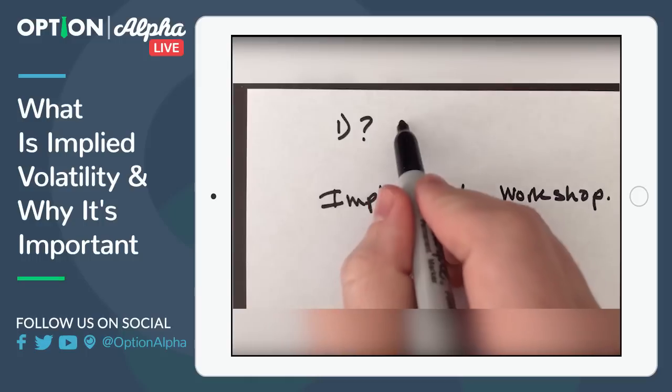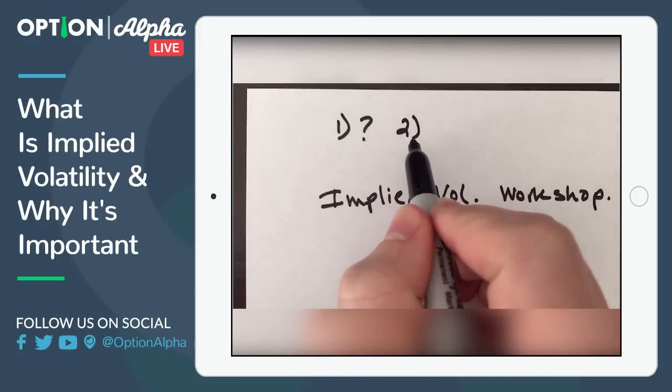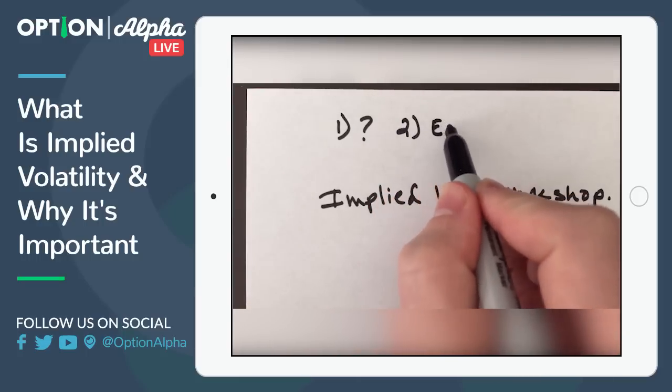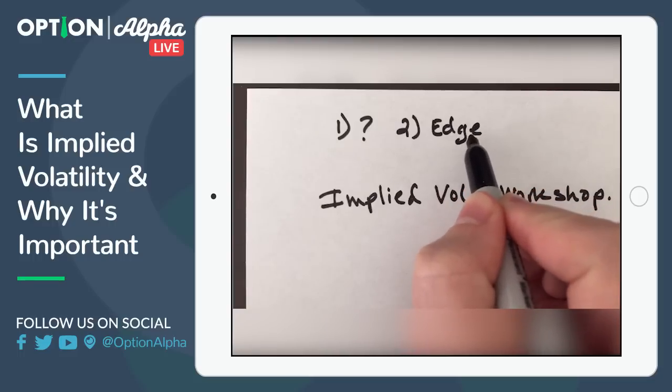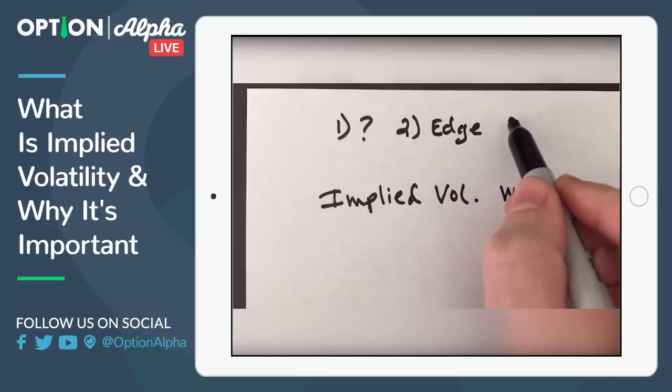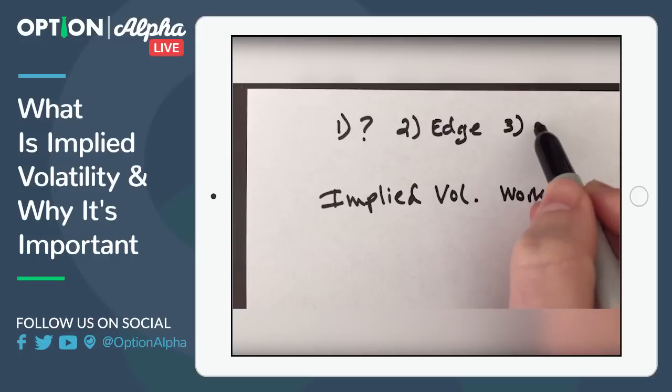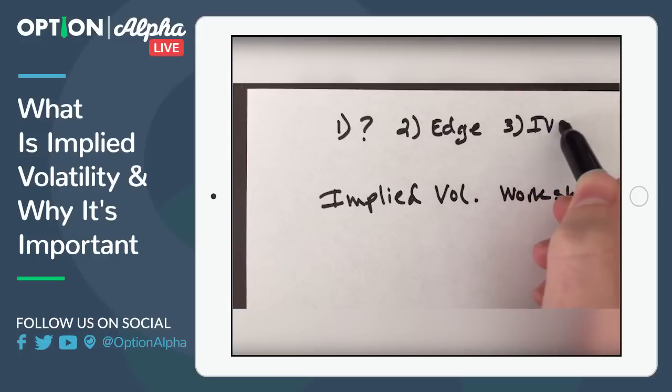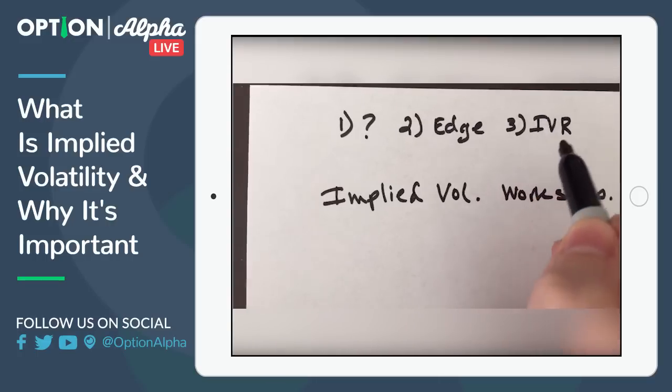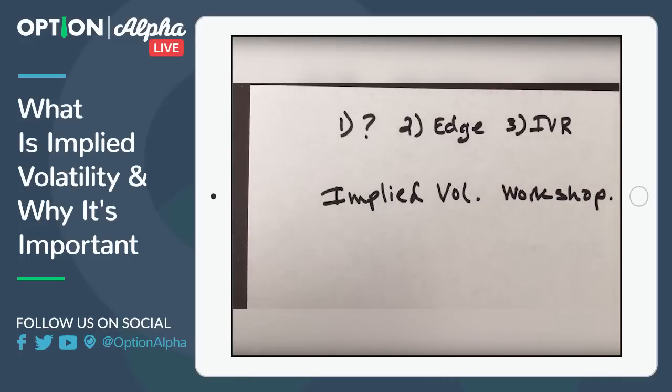The second thing that we're going to talk about is determining our edge. So why is implied volatility so important to trading? And the third thing that we're really going to cover here is IV rank. So basically, how can we find implied volatility that's high? How do we know? How is it relative, etc.?